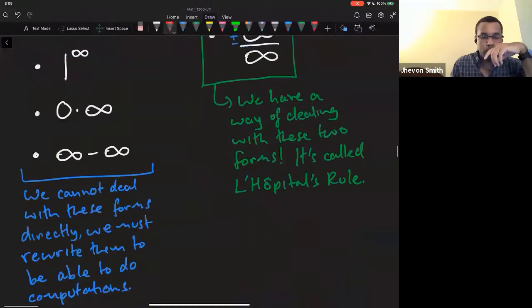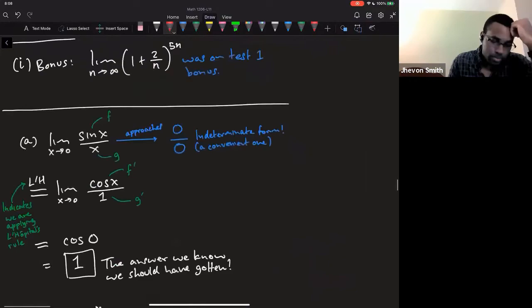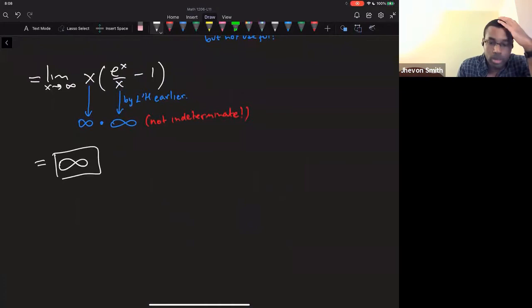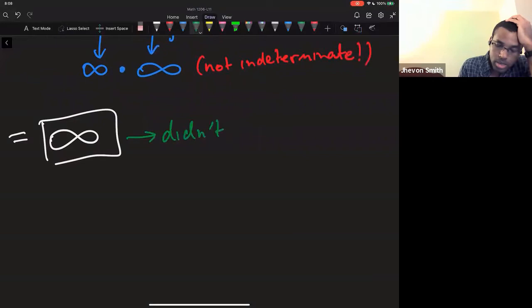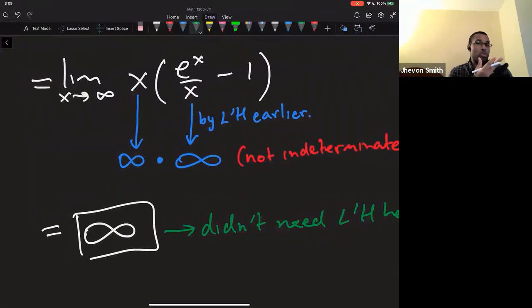We had that here, zero times infinity is what we had for this. And it turns out in this case to be equal to one. This is actually not indeterminate. Infinity times infinity is just infinity. So realize here, we didn't even need L'Hopital's rule. Not to say that we never will, but in this case, we didn't. Once we factor and get it into a more convenient form, we realize this is not indeterminate at all.